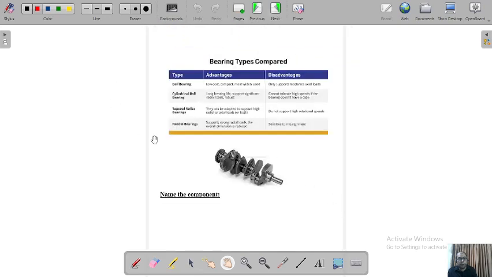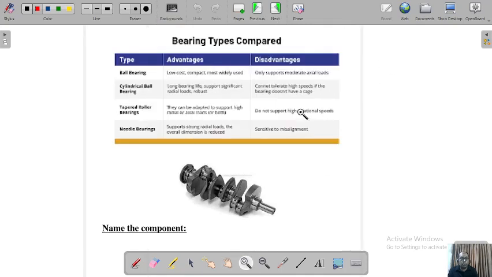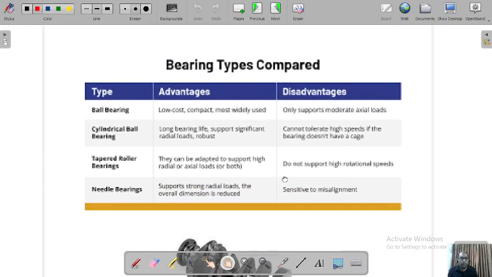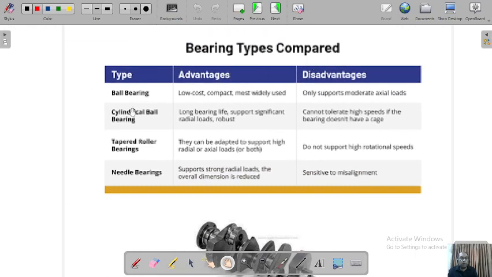Then this chart explains a very important chart here. It is the bearing types compared. They have shown you ball bearings, cylindrical bearings. The advantages of ball bearing: low cost, compact, most widely used, along with disadvantages. For cylindrical bearings, we have given you advantages and disadvantages, so you can study this further for your knowledge.